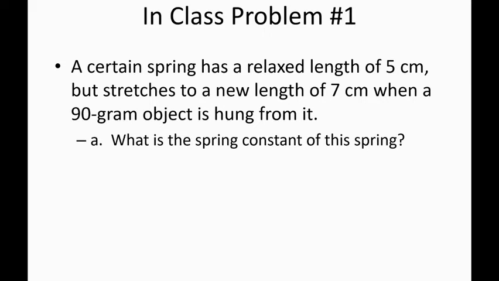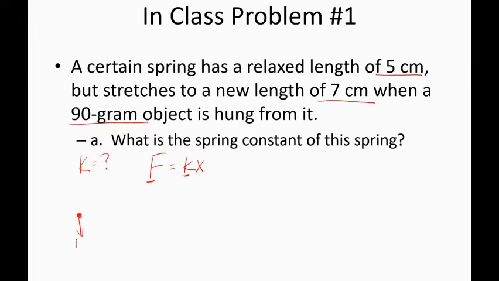So let's look at our in-class practice problems. In-class practice problem number 1 says a certain spring has a relaxed length of 5 centimeters. So that's going to be its equilibrium position, but it stretches to a new length of 7 centimeters when a 90-gram object is hung from it. What is the spring constant of this spring? Well, we want to figure out what our k value is. We know force is equal to kx. Notice I didn't use my negative because really I'm just looking at what is the restoring force, and I know that's going to work in the opposite direction. So what is my force being applied? Because here I have my box, we'll say, pulling.